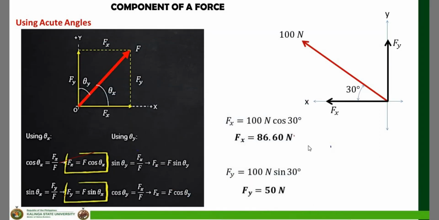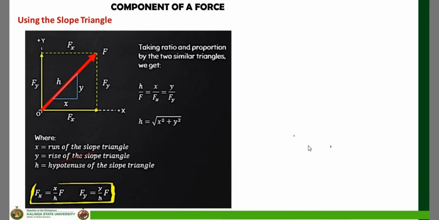Okay. Another way to solve for the component of a force is using the slope triangle. There are instances when the force is inclined but the angle of inclination is not given. For example, for force F, there is no angle given, but you can see the small triangle. Now using the slope triangle, we can determine the values of our Fx and Fy. We just have to follow this equation.